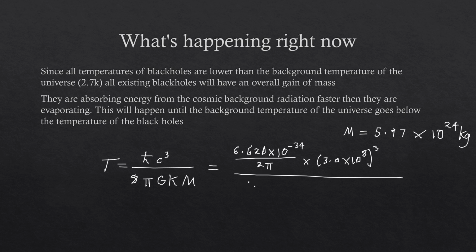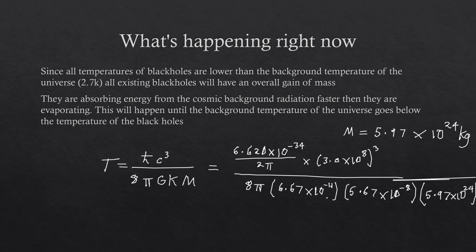divided by 8 pi times Newton's gravitational constant, which is 6.67 times 10 to the minus 11, multiplied by Stefan-Boltzmann's constant, which is 5.67 times 10 to the minus 8, times the mass of the Earth, which is 5.97 times 10 to the 24. Okay? And if you were to put that in your calculator, you get roughly 5.01 times 10 to the minus 18.